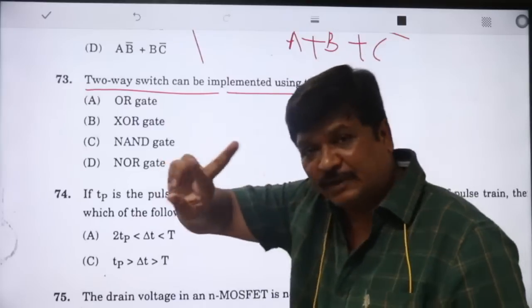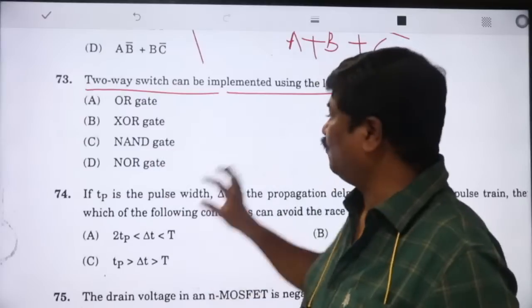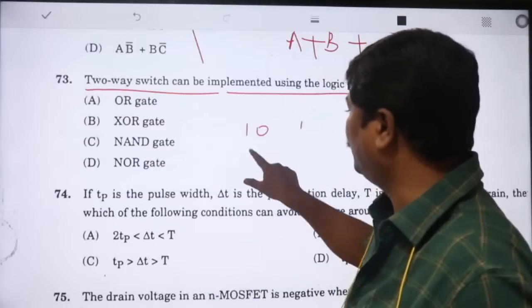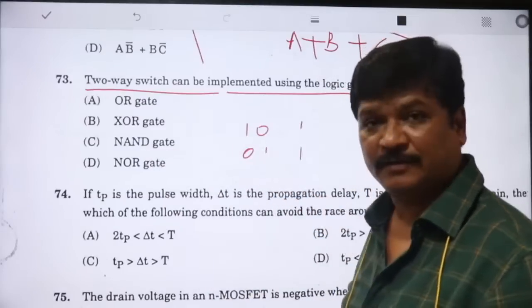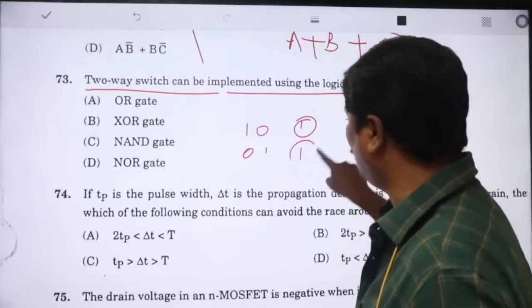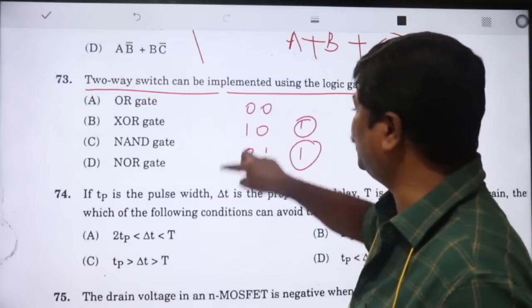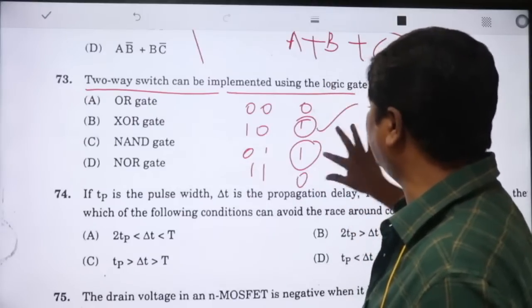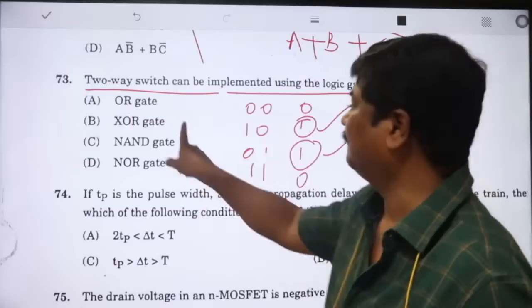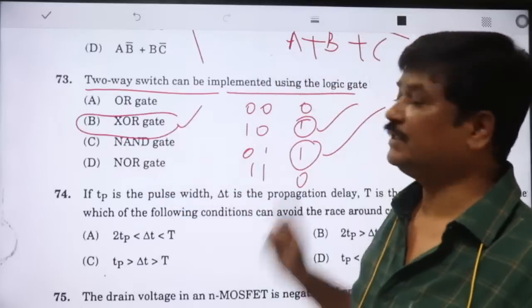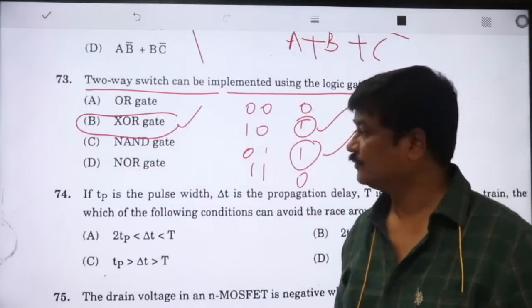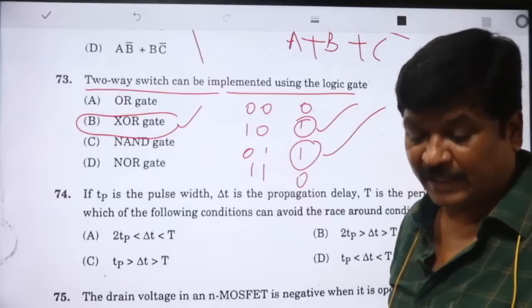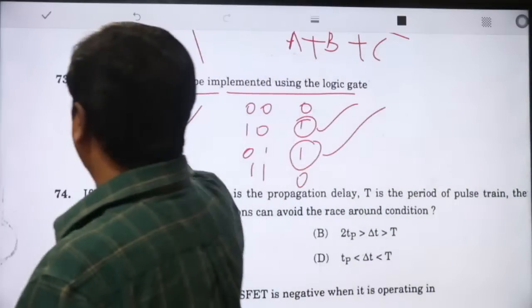So, two alternatives are required for the bulb to glow. 1, 0, output is 1. 0, 1, output is 1. In that condition, our bulb will glow. When both switches are 0, 0 or both are 1, 1, our bulb will not glow. That's why this condition is satisfied by which gate? XOR gate. This is a staircase switch. Right? Many students are responding. Next.